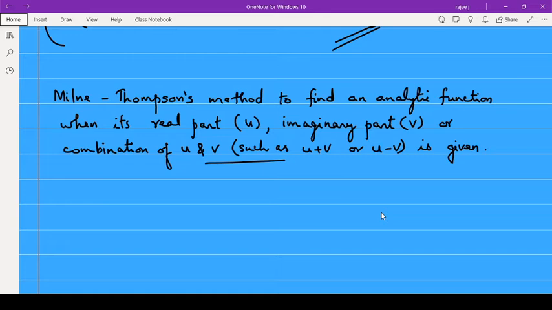So we know w is equal to f of z. Let w equal to f of z be the analytic function, or the required analytic function.